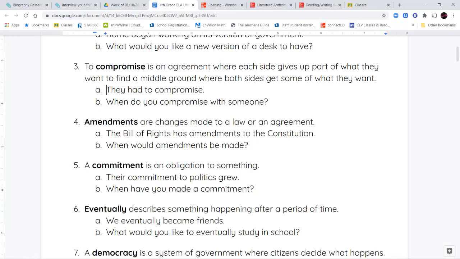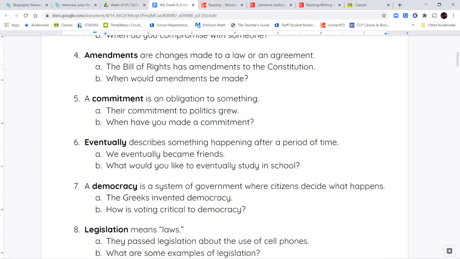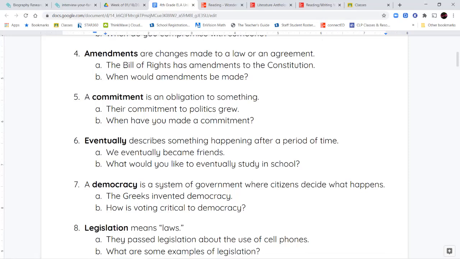Next, we have the word eventually. When we say something is going to happen eventually, that means it's going to happen after a period of time. So it's not happening right now. But for example, you can say, if you practice playing an instrument, eventually you're going to become really good at it. So this is saying that it's going to happen after a certain amount of time. Or a new kid moves in next door and we used to see each other all the time and eventually we became friends.